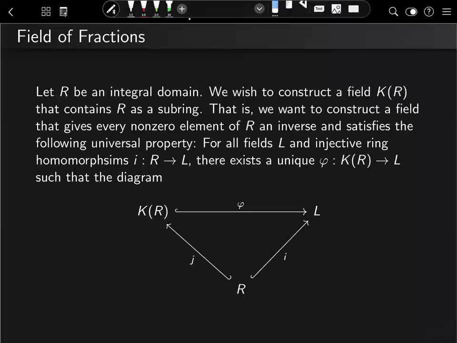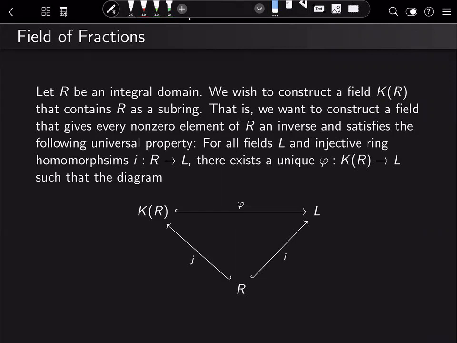So to state it more properly, we're going to let R be an integral domain. We want to construct a field, which we'll call K of R, that contains R as a subring. This datum contains all of the information that we said before. By containing R as a subring, we have, in essence, given every element of R a multiplicative inverse. We want this field to satisfy a universal property.